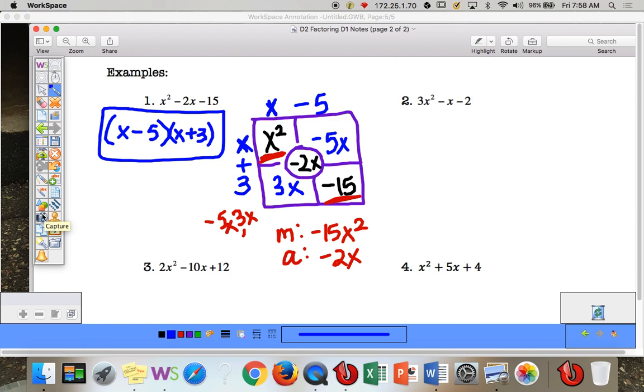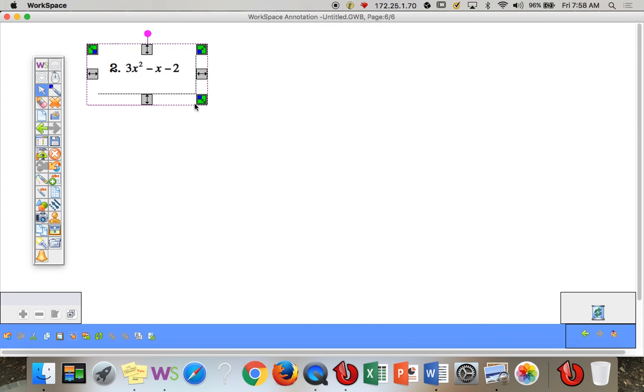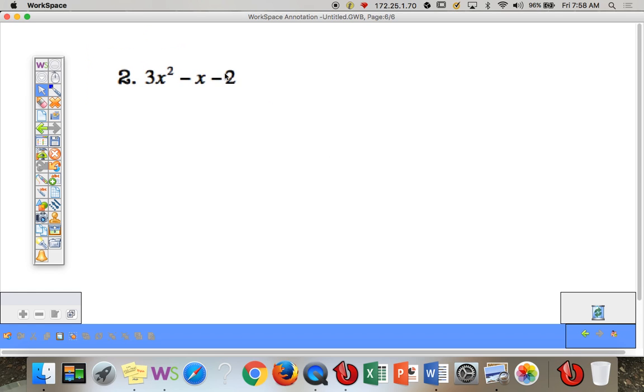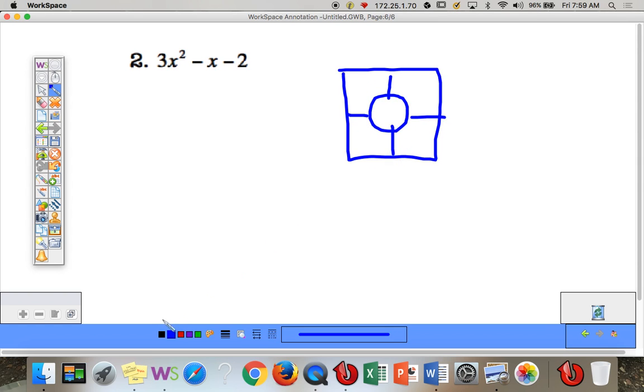Okay, let's try another box and circle. I'm going to give myself more room here. So here's number 2. First, check for greatest common factor. There's not for these three terms besides 1. So now we draw our box and our circle. Start at the upper left-hand corner with our first term, 3x squared. Our middle term goes in the middle circle, and our last term goes in the bottom box.